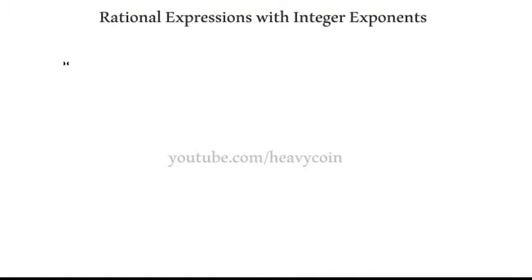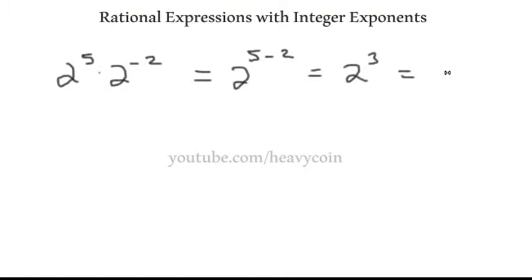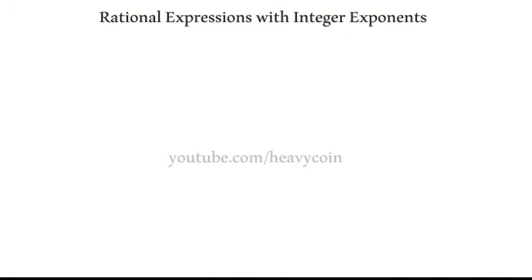So if I were to have 2 to the fifth times 2 to the negative 2, the bases are the same, you add exponents. This is 2 to the 5 minus 2, which is 2 to the third, which ends up being 2 times 2 is 4, times 2 is 8. 8.